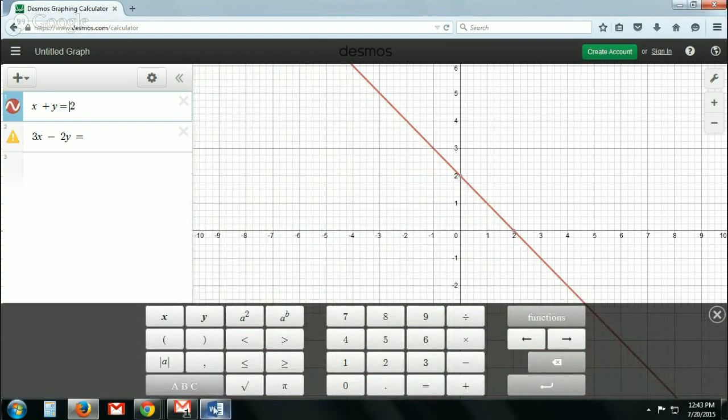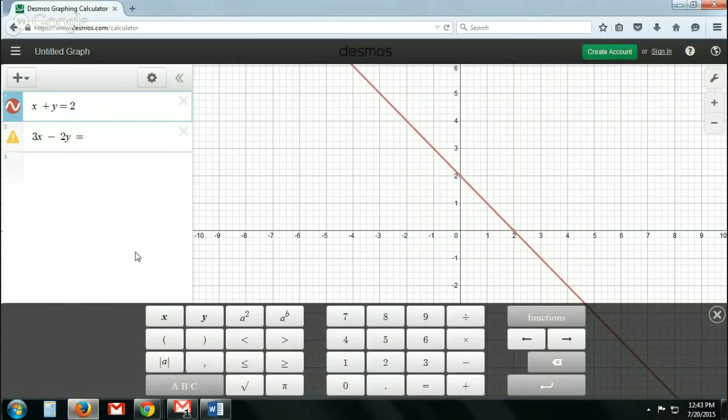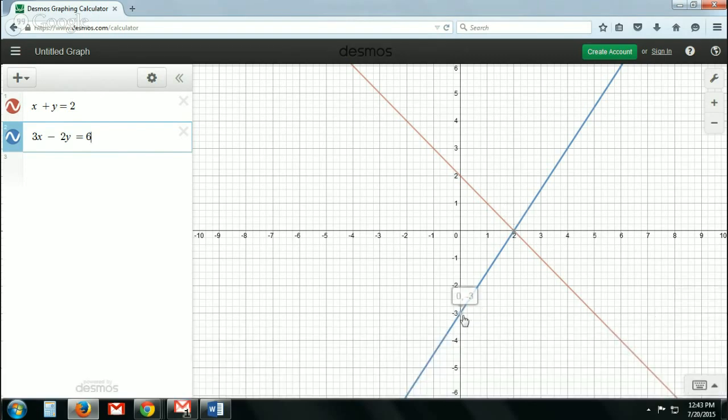Now, let's go back and look at the second inequality. If we put 0 in for x and we pretend that this says equals, we would get a y-intercept (0, −3). If we put 0 in for y and pretend that it says equals, we would have an x-intercept of (2, 0). So now on our Cartesian plane, let's graph that as if it were just a line. When I put 6 in for our constant value, you can see an x-intercept here at 2 and a y-intercept down at −3.